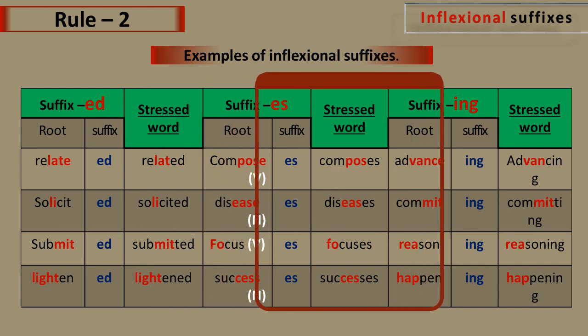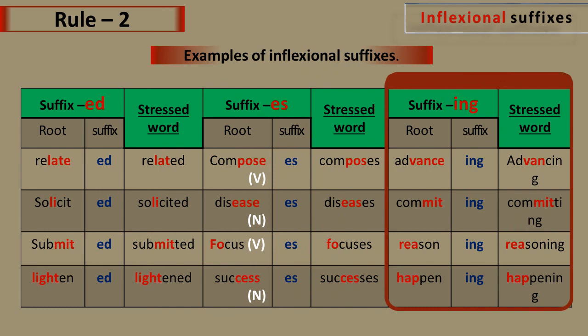And let us see the third column. In the third column the suffix is -ing, and advance is a root word. Okay, and -ing is the suffix: advancing. Now here, in the root word, vance is the syllable which is stressed, and by adding the suffix here, the stress of the root word cannot be affected, and in the stressed word also the stress is on the same syllable, that is vance.